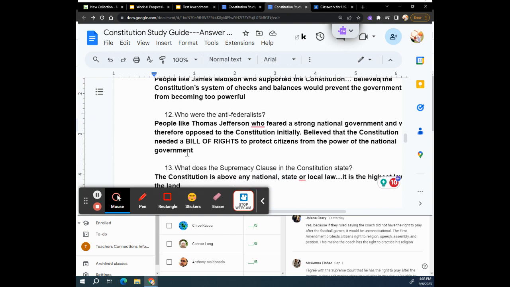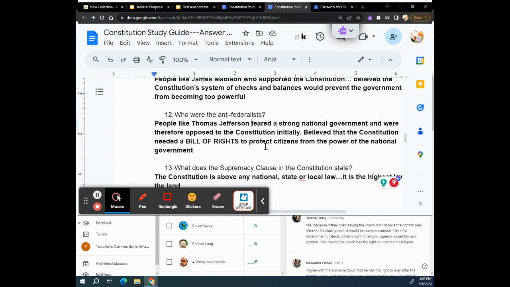But Anti-Federalists like Thomas Jefferson were not swayed. They were afraid of a strong national government, and so they were initially opposed to the Constitution. And the big thing with them is they thought that the Constitution needed a Bill of Rights, and that is ultimately what enabled the Constitution to be approved or ratified by the states.